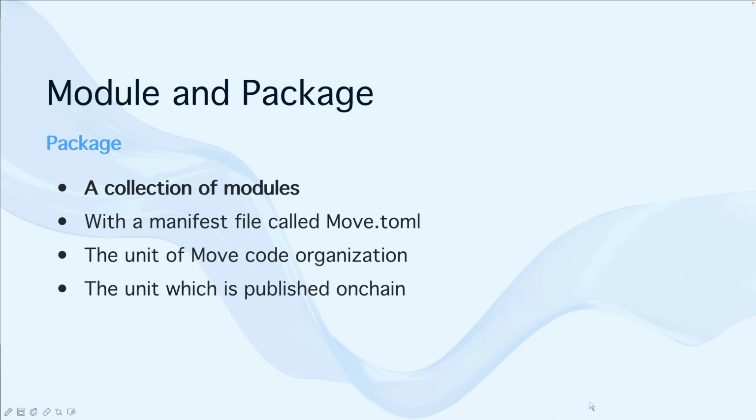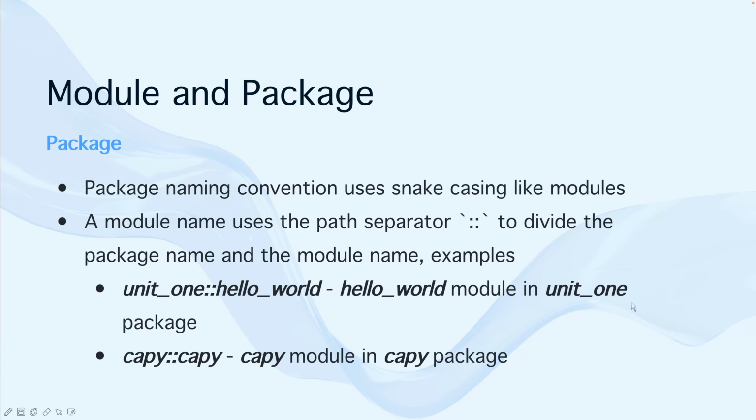And the package naming conventions also use snake casing, like modules. A module name uses a path separator, the double colon, to divide the package name and the module name. So for example here, unit1::hello_world. So hello_world is a module in the unit1 package. And same thing here, Capy. So it's a Capy module in the Capy package.